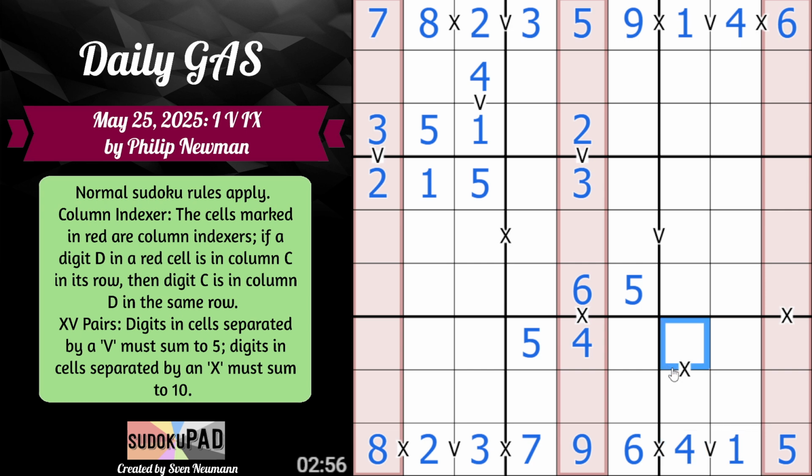1, 4, it's either 2, 8, or 3, 6. Either way, it doesn't get indexed to, so it's actually not that helpful, is it?